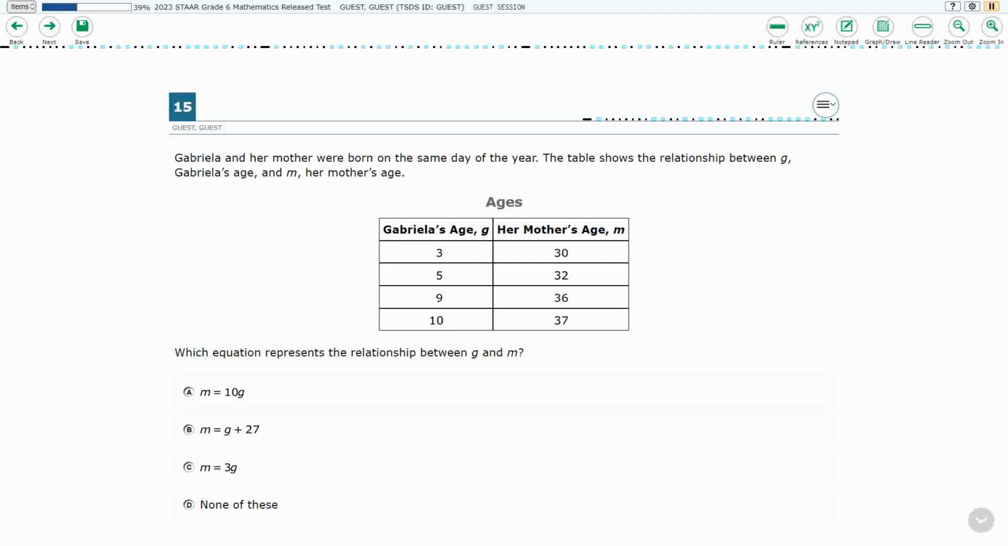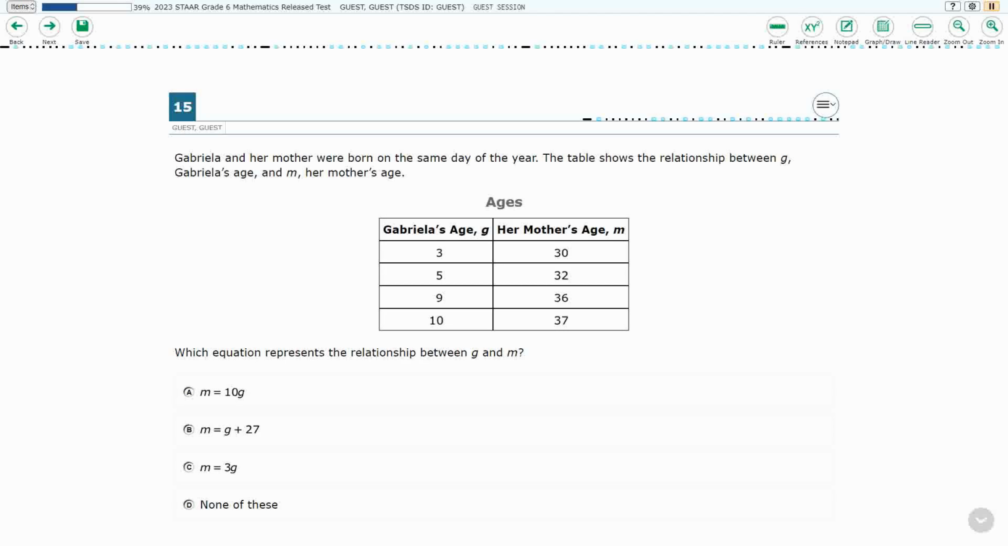All right, so we have Gabrielle and her mother born on the same day of the year. So we have this relationship between Gabriella's age and her mother's age, right? Just so we don't have any half years or anything. So literally same birthday, different years. So we need to find the relationship here between G and M, right?